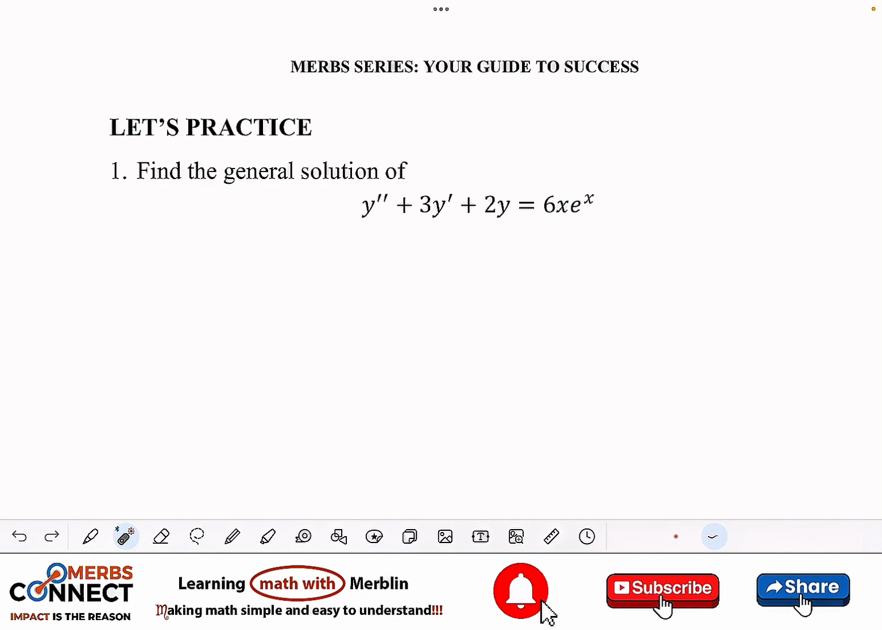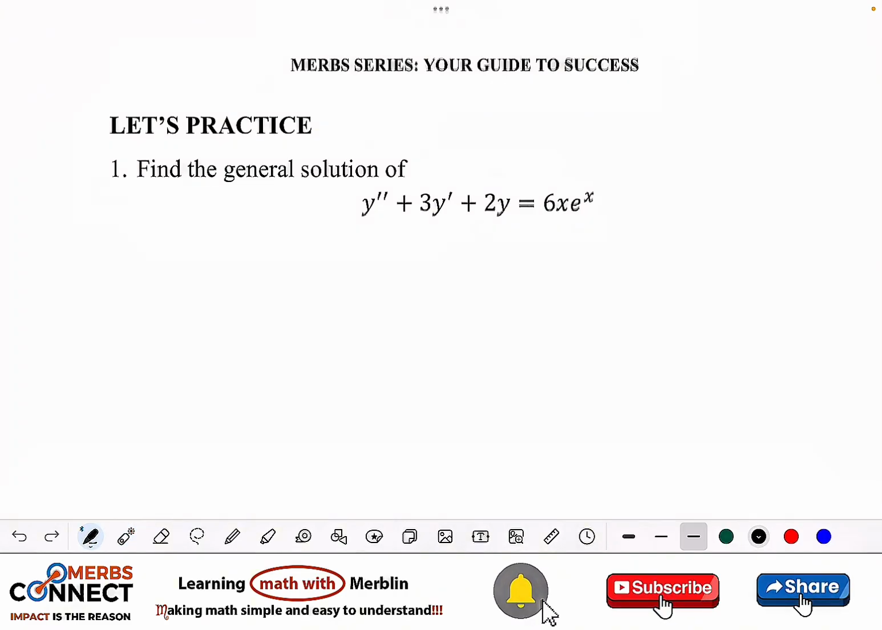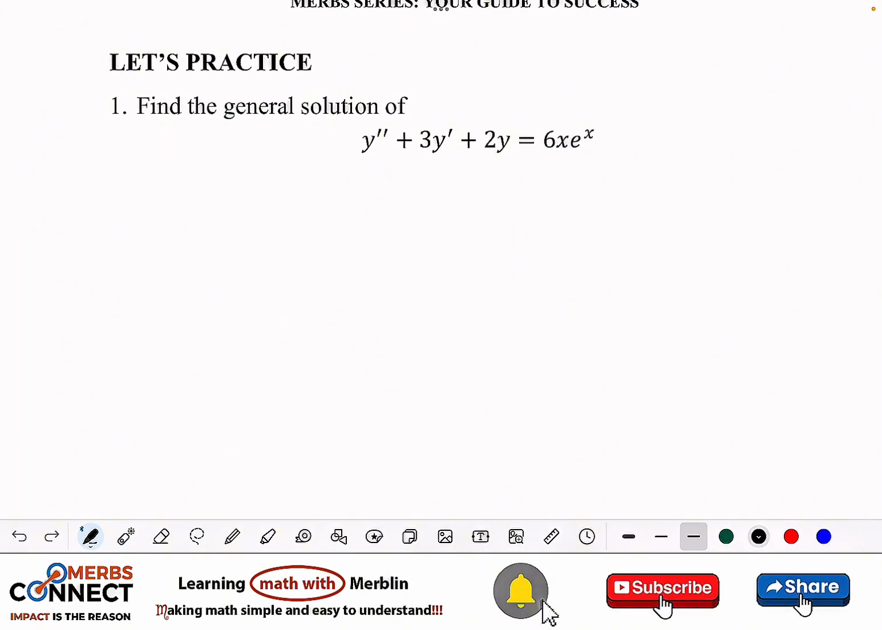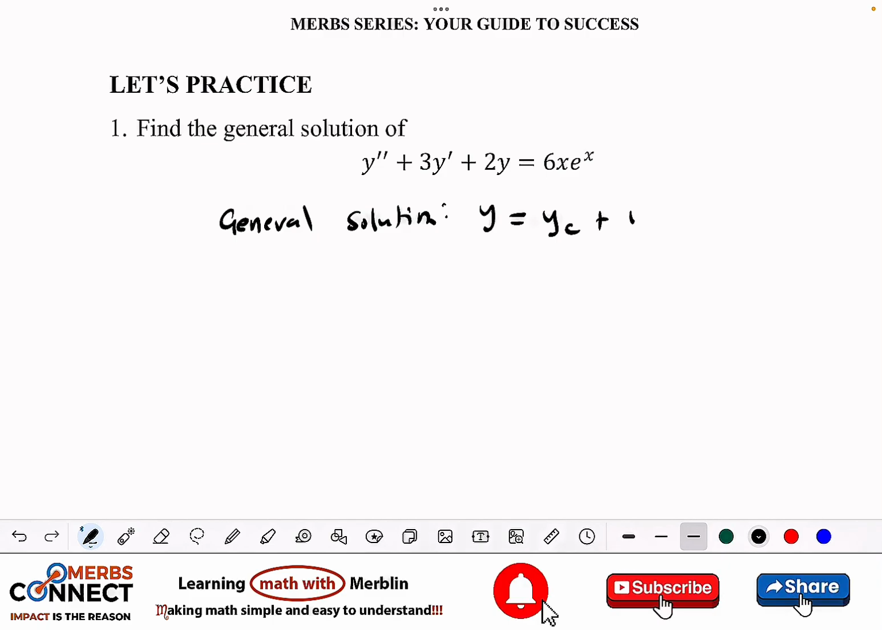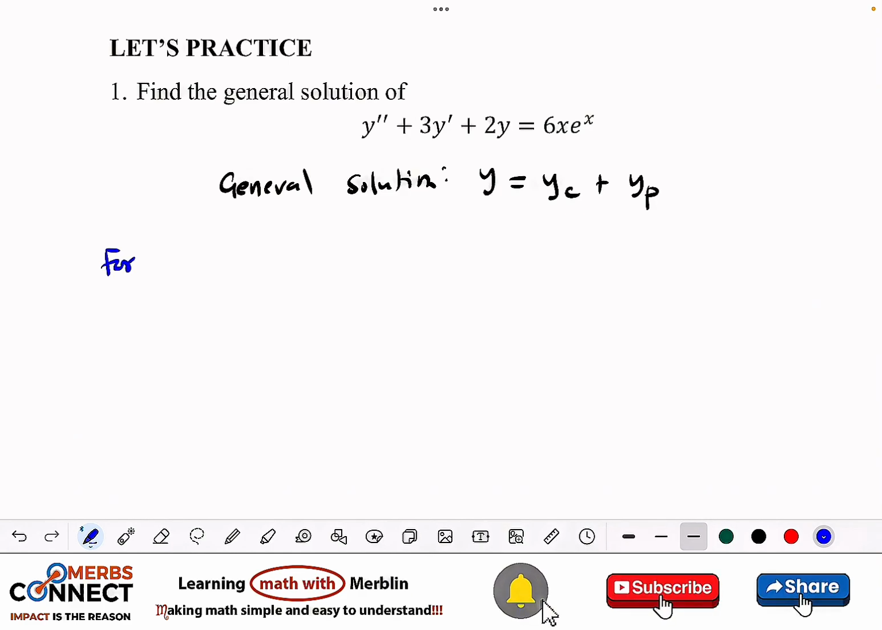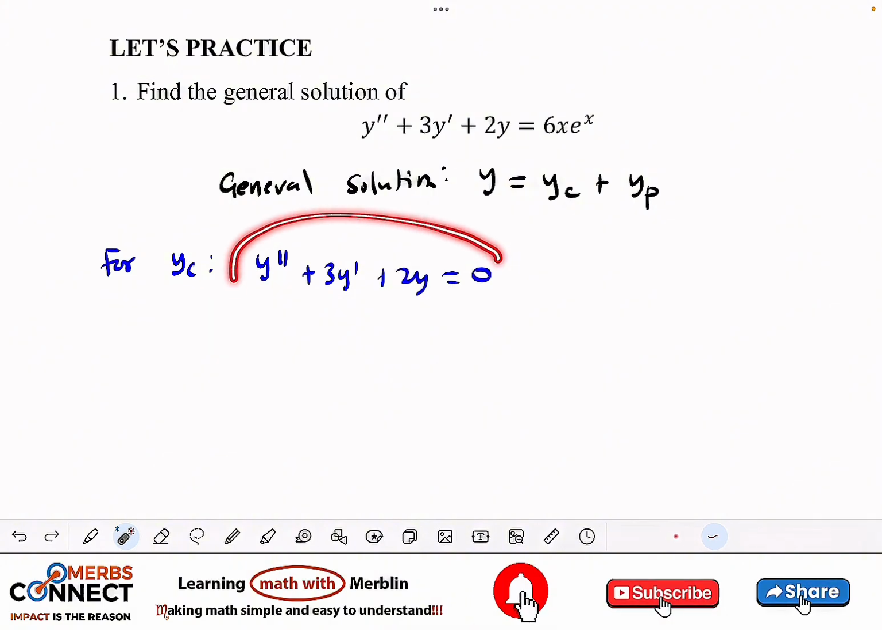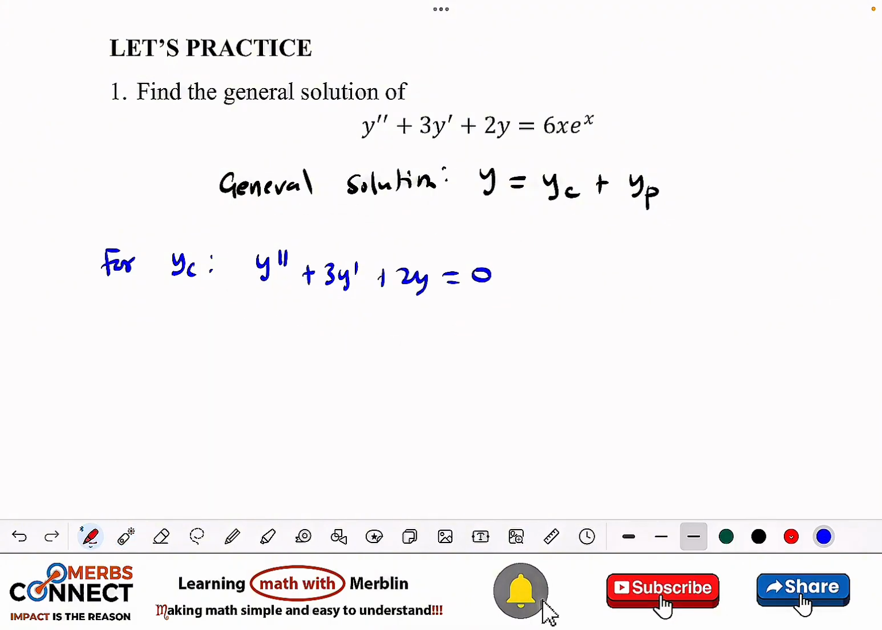So now let's take an example and look at how we can go through the process. Same process again. Here too, we are going to consider a general solution, where y is equal to the complementary solution plus the particular solution. For the complementary solution, we let y prime prime plus 3y prime plus 2y be equal to 0. This is the homogeneous aspect. So let's go through the process.